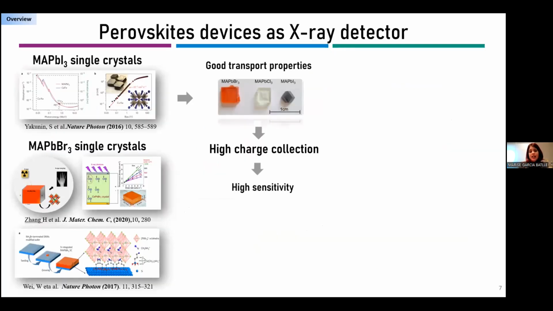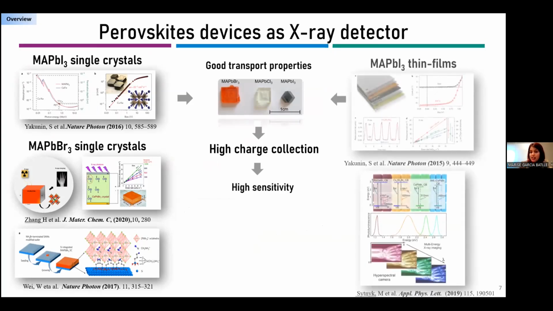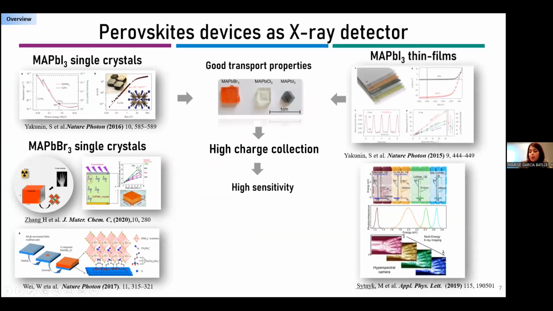Of course, the first papers about this were on single crystals, with good transport properties, which means high charge collection efficiency that can be translated into high sensitivity. We also observed some reports about polycrystalline films, showing high sensitivity and also high charge collection efficiency. Even double perovskites have been used.